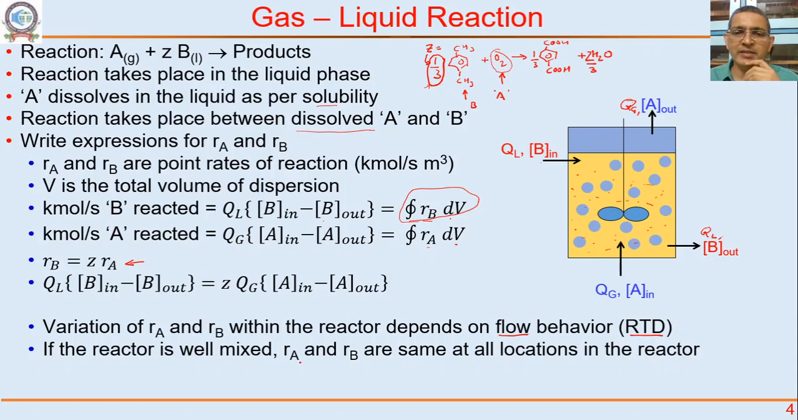If the reactor is well mixed, RA and RB are the same at all locations in the reactor. Whether it is here, here, here, anywhere you go, RA and RB are the same. Then the integral just becomes RB into V, RA into V. Right? Let's go forward.